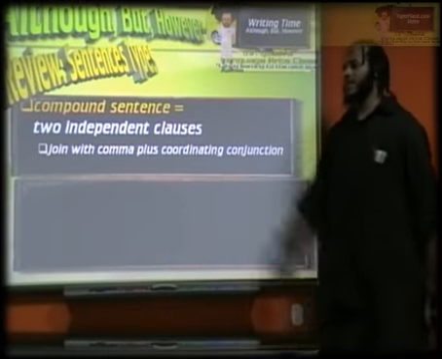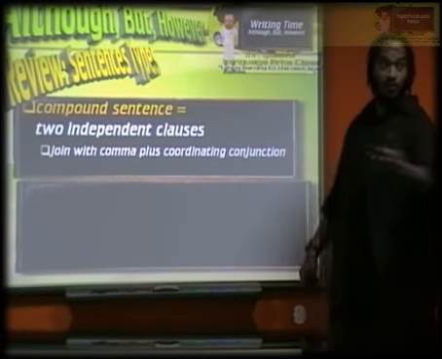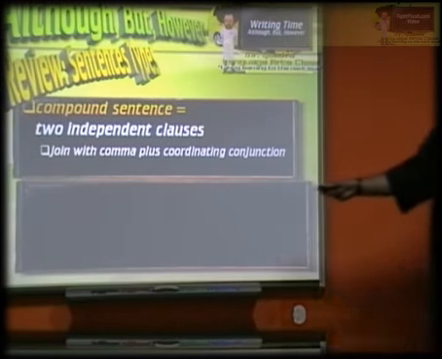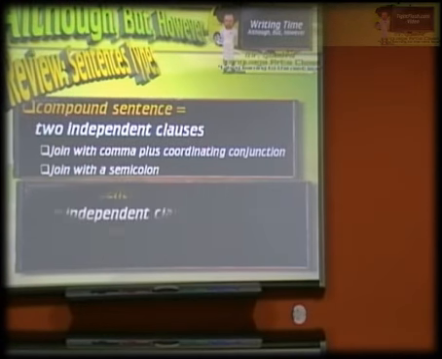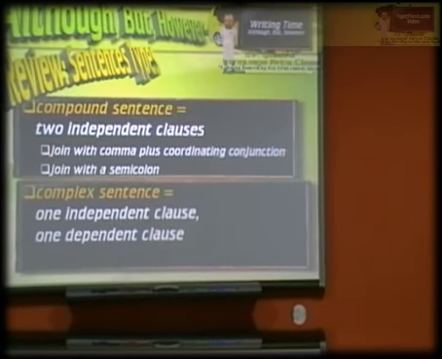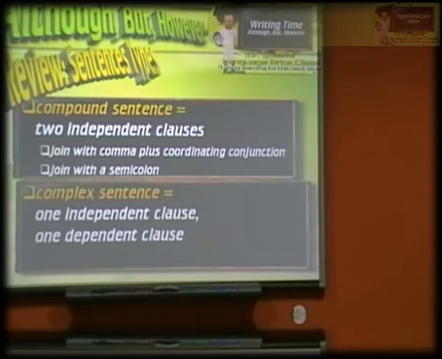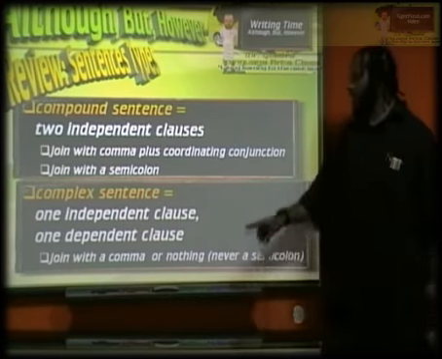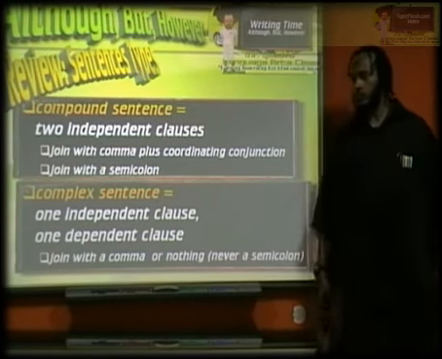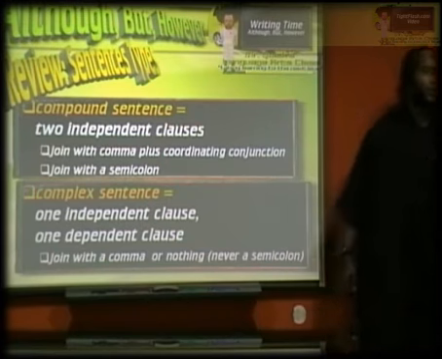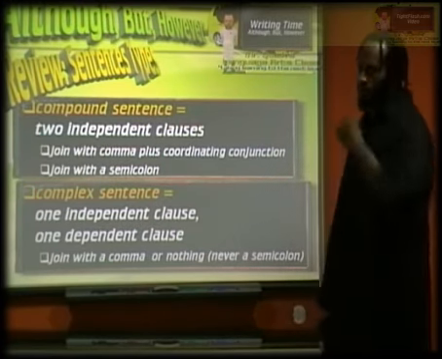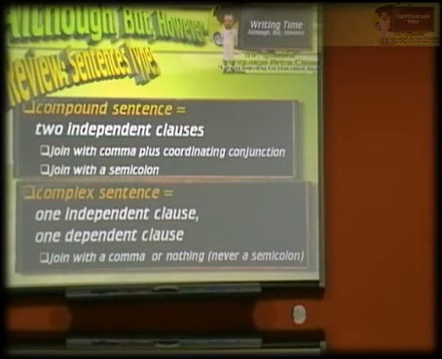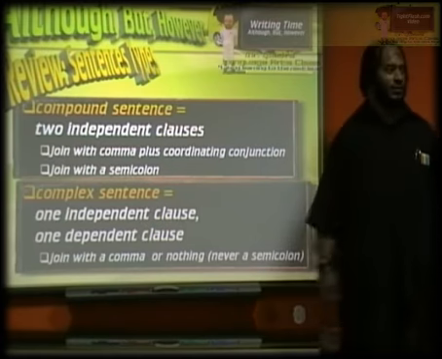Here we go. Compound sentence. That was Miss Aya's, Kareem. 2 independent clauses. Join with comma plus coordinating conjunction, or join with a semicolon. Complex sentence. That was Heidi. She told us 1 independent clause, 1 dependent clause, join with a comma, nothing, or nothing. Never a semicolon. You never join independent clauses with a semicolon. You don't do that. Yes, we already know that. We already got this in our notebooks about 1,000,000 times. So many times you had to stop writing it.